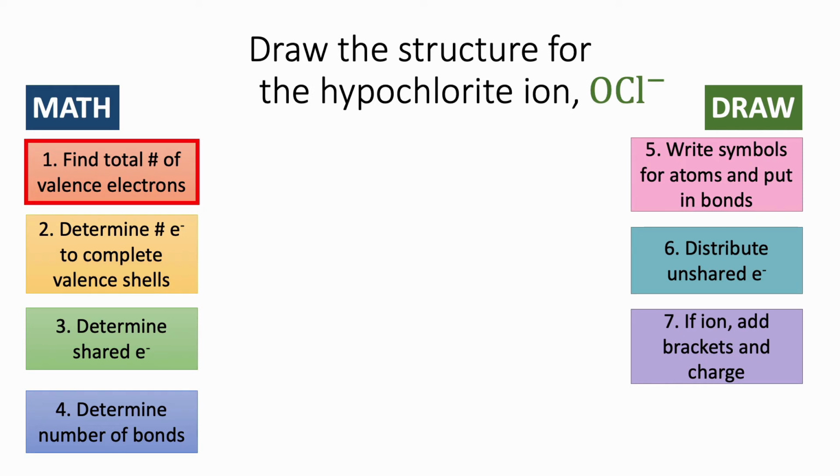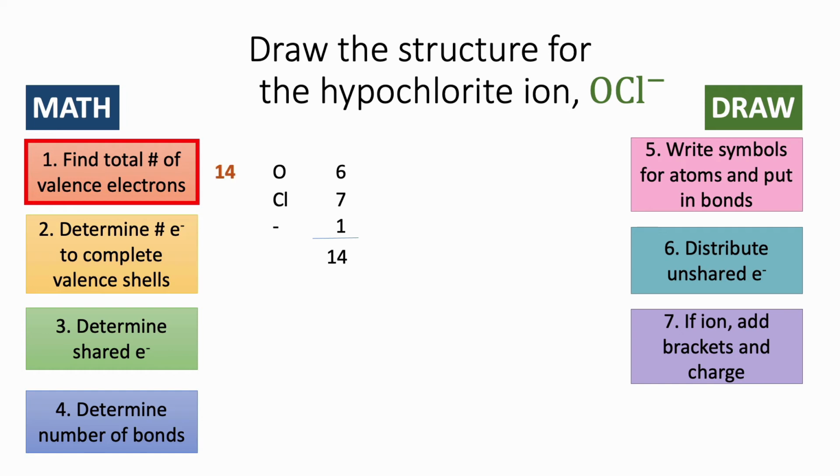So let's try something that is an ion just to see how that works. We're going to do the hypochlorite ion, OCl-. So let's find the total number of valence electrons. Oxygen has 6 valence electrons. Chlorine has 7 valence electrons. And then because we have a negatively charged ion, we have to add electrons for the negative charge. Now we have a -1 charge here, so we're going to add 1 electron. And if you add those all up, you get 14. That is the total number of valence electrons.